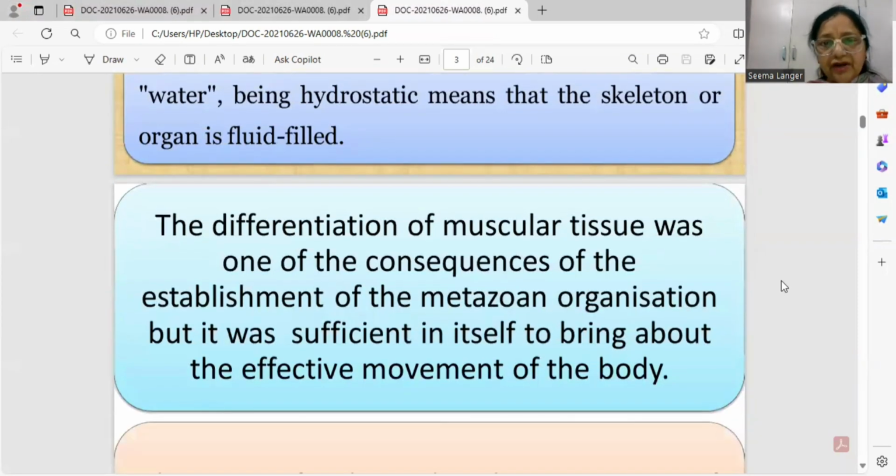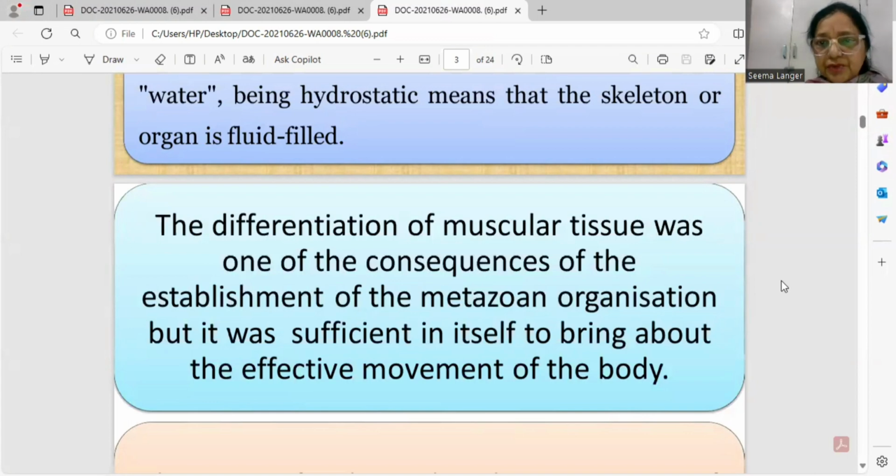It is a well-known fact that during the course of evolution, the protozoans are unicellular or acellular organisms, that is, the body is made up of a single cell. Poriferans exhibit aggregation of a number of cells, that is, a multicellular body. And in coelenterates, for the first time, we find tissue level of organization, or we say that muscle tissues make their appearance for the first time in coelenterates.